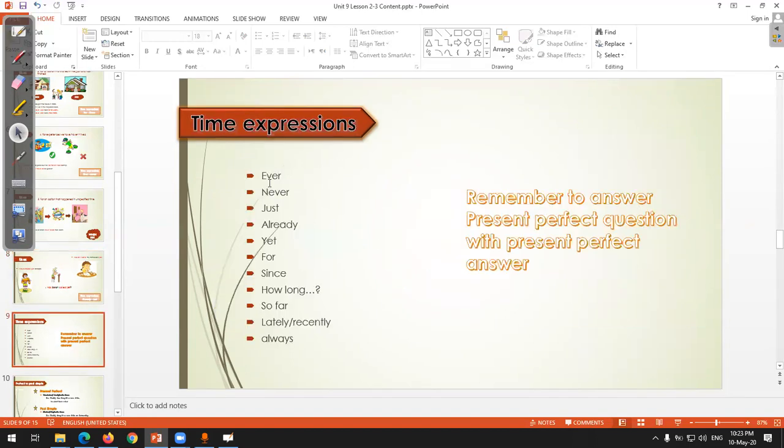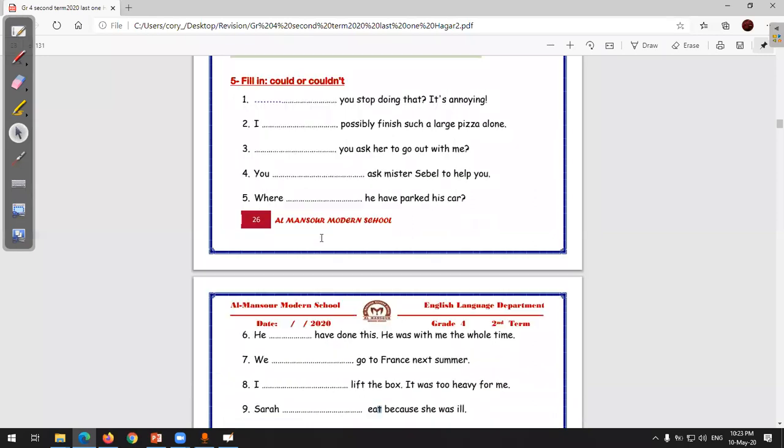Okay. These are time expressions. When we see them in a sentence, we know the sentence is about the present perfect. Ever, never, just, already, yet, for, since, how long, so far, lately and recently, and always. Okay? So when we see one of these, we know it's the present perfect. And remember, if the question asks about the present perfect, you also answer in the present perfect. I'm going to give you some examples for that.